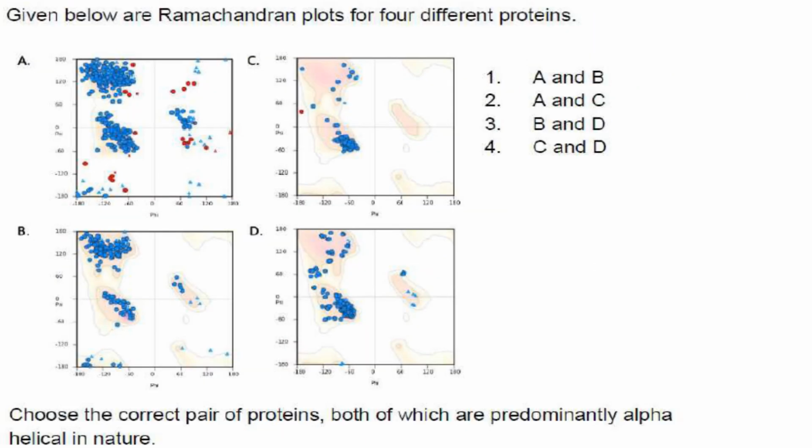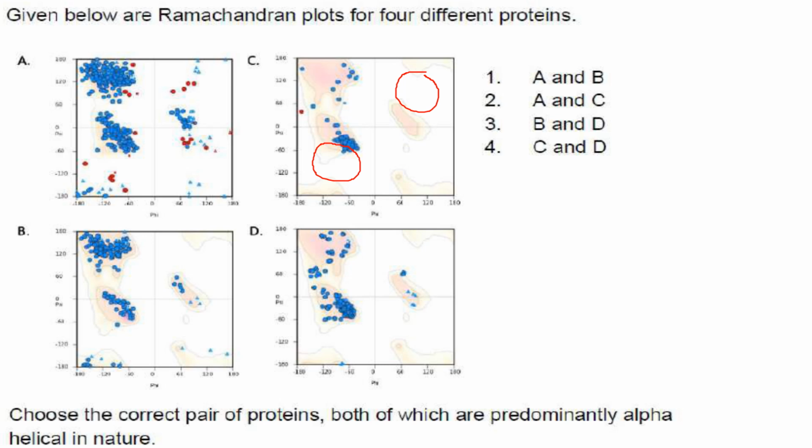Then next one. Given below are Ramachandran plots for 4 different proteins. Choose the correct pair of proteins, both of which are predominantly alpha helical in nature. So as per the Ramachandran plot, you all remember that helix occurs in this quadrant. If you see the C diagram, this quadrant is also having helix. This quadrant is also having helix. Whereas in option A, if you see, what I told you now is what is there in a normal Ramachandran plot. This quadrant will be having beta pleats.